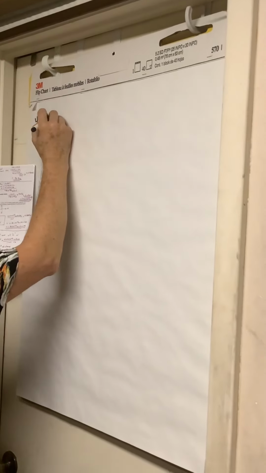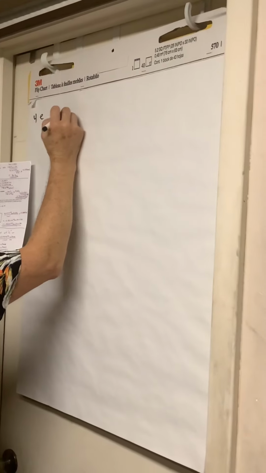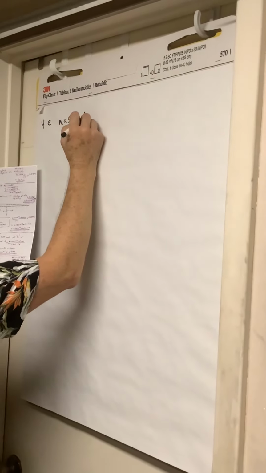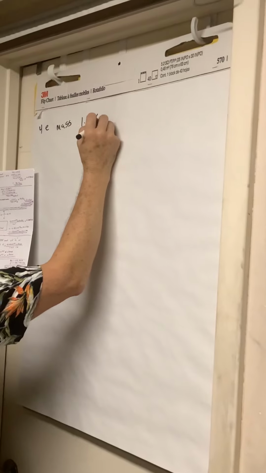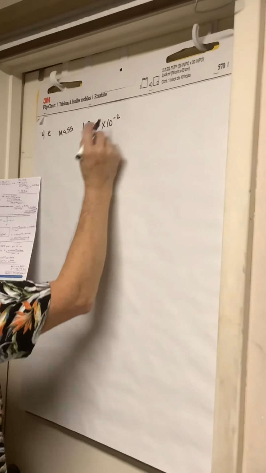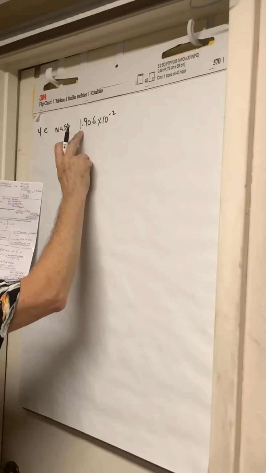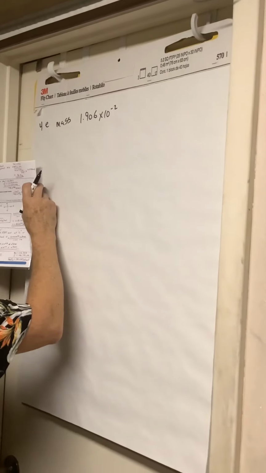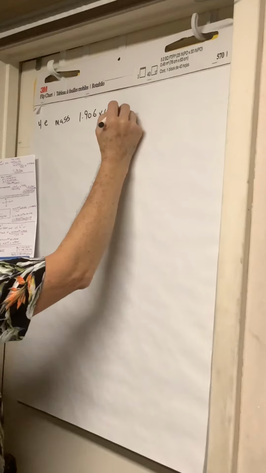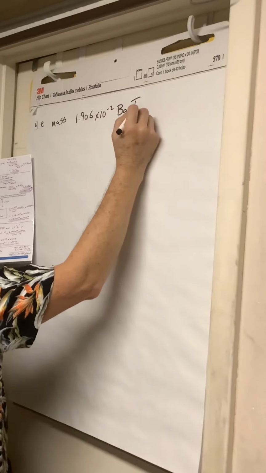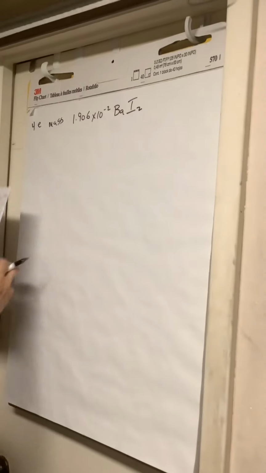4D, 4E, we have EFG, 3 left. It says the mass in grams. So in 4E, the mass in grams of 1.906 times 10 to the minus 2, so that would be like 0.019 moles of barium iodide, BaI2. Okay? So they want mass, so I'm going to need my molar mass.